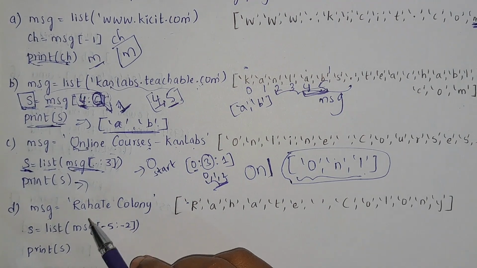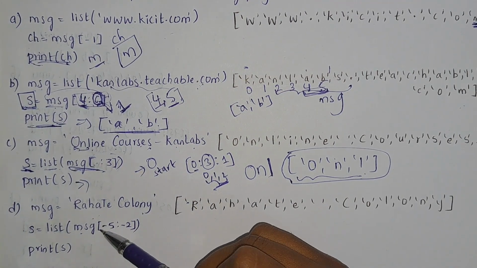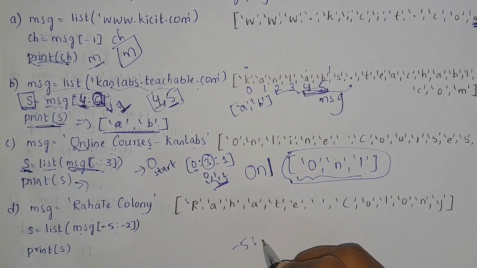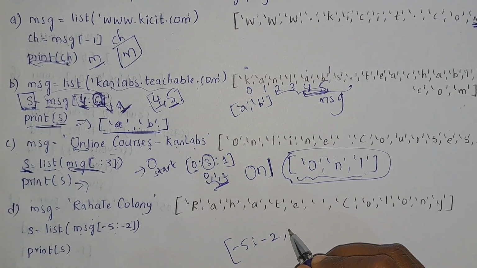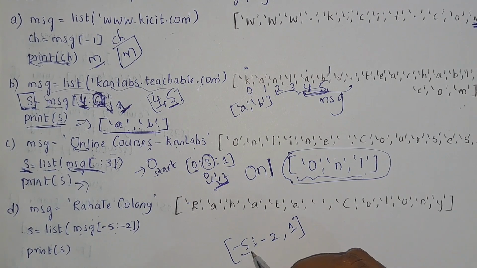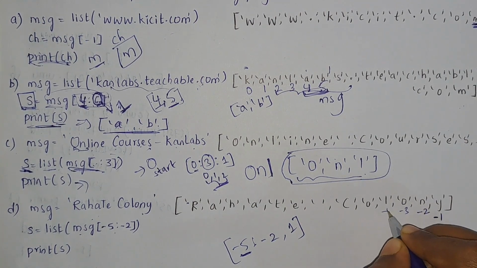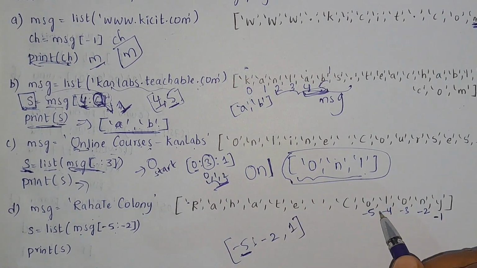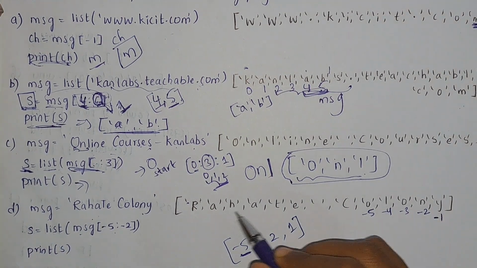Now if you take this message as Rahat Colony, and now we are taking the message from negative indexing. That means your start is -5 and your end is -2 and you have not given anything, that means the step is by default 1. So now if you take -5, this is negative indexing. That means the last one is -1 and this is -2, -3 and -4 and -5. Sorry, this is a string. Here I have represented it as the list. So consider it as a string.